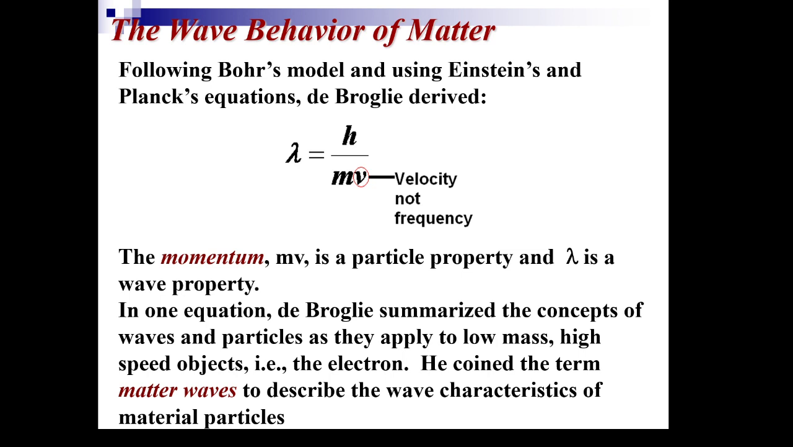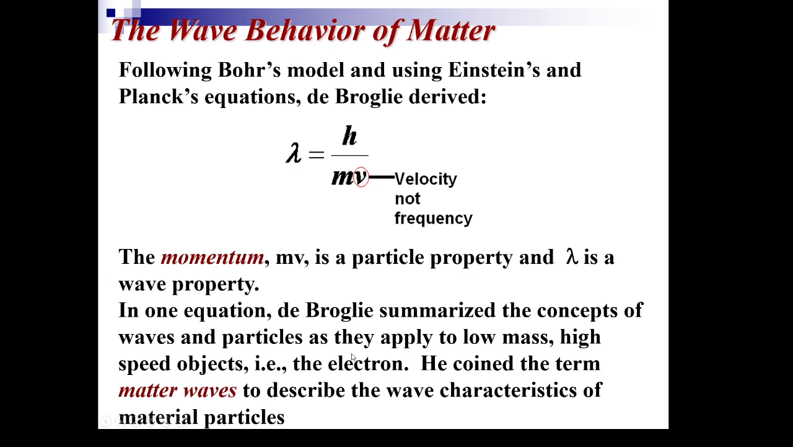Bohr's model, again, had limitations. So we have to come to this other guy. Using Bohr's model, using Einstein's research, and using Planck's equation, a guy by the name of de Broglie derived an equation that combines both the wave function of an electron and the particle part of an electron to make a wave particle equation, and we call these matter waves.